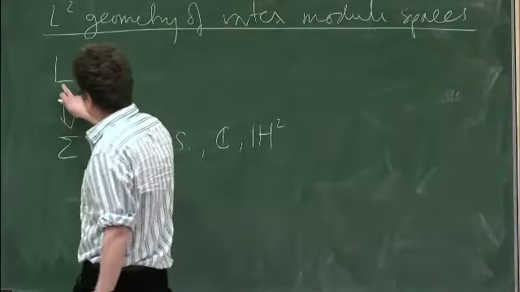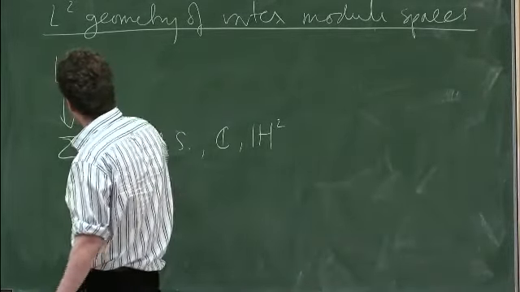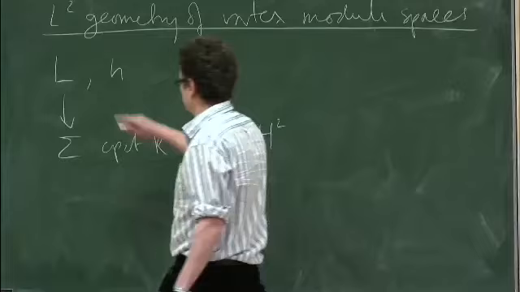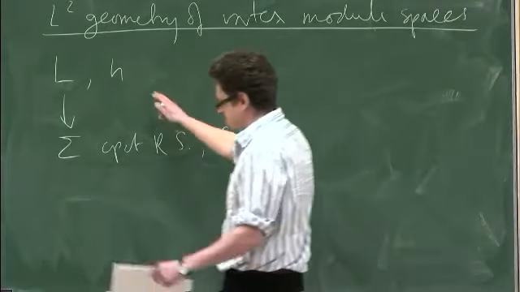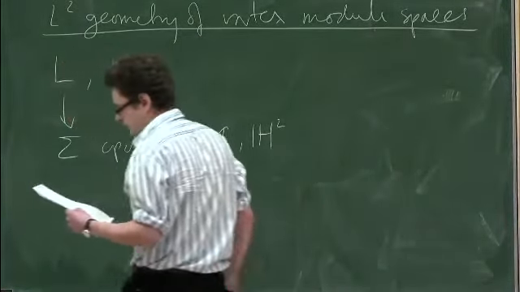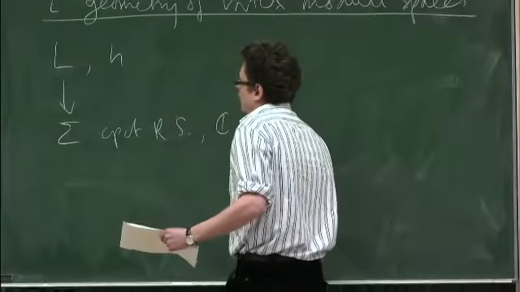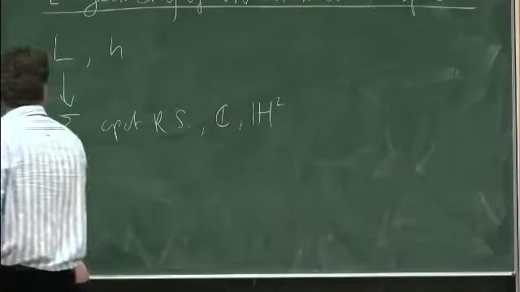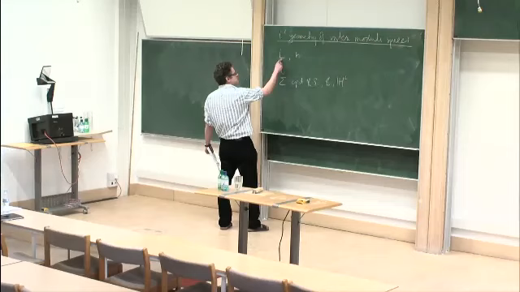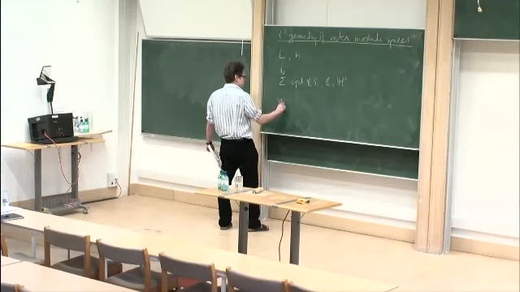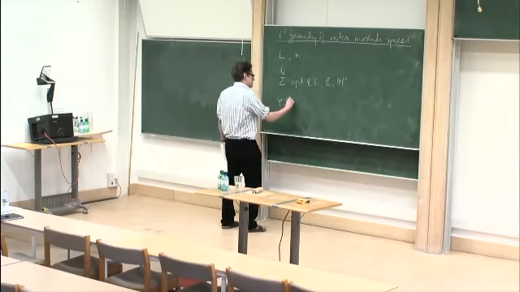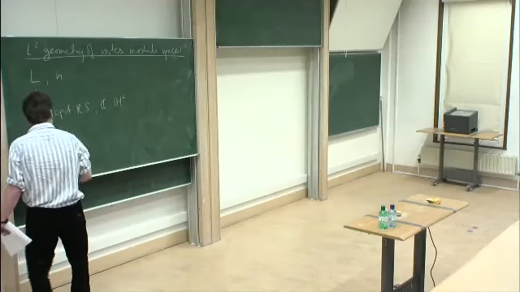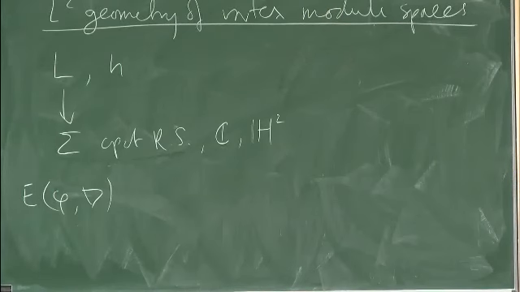Okay, so we have a smooth complex line bundle over sigma, and we're going to give it a Hermitian fibre inner product. But we're not fixing a holomorphic structure on it. So if I'm given a section of this bundle, phi, and a unitary connection on that bundle, let's call it nabla, then there's a natural notion of what I mean by the energy of that pair, called the Ginzburg-Landau energy.